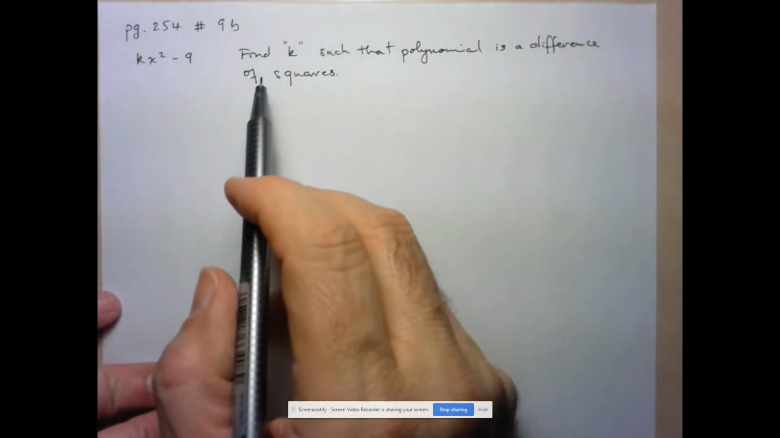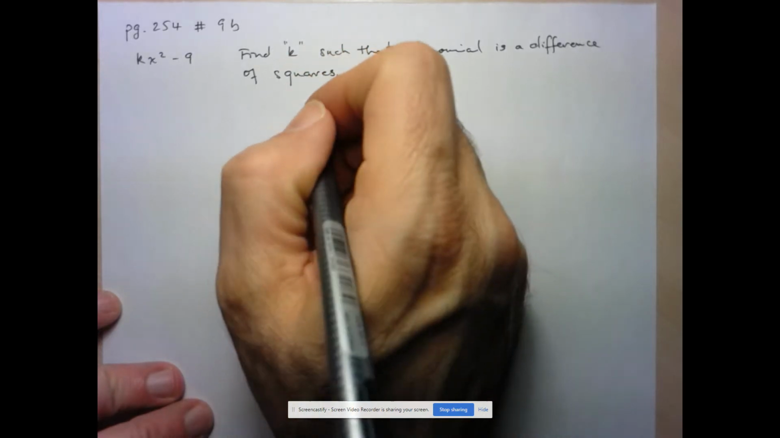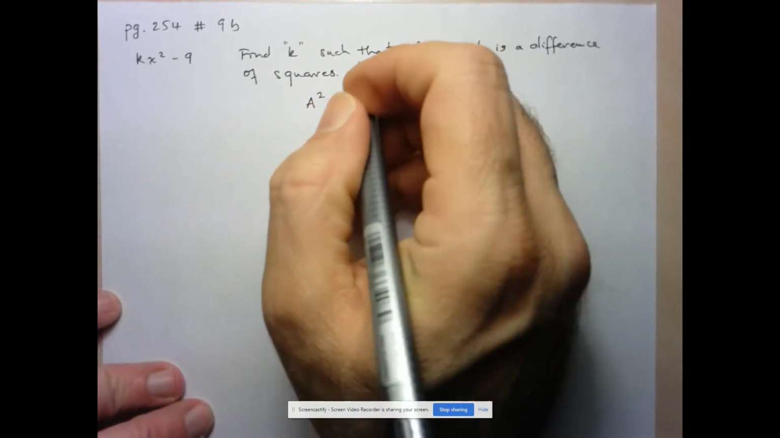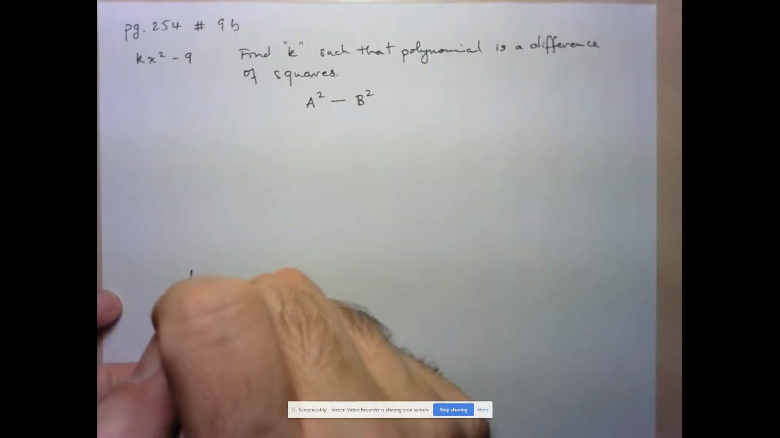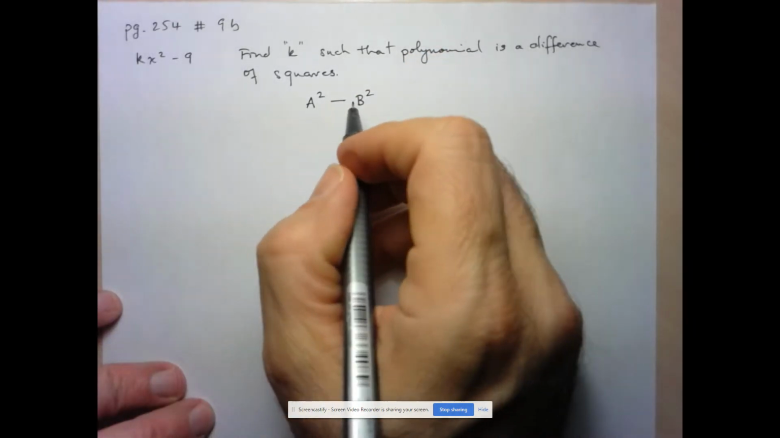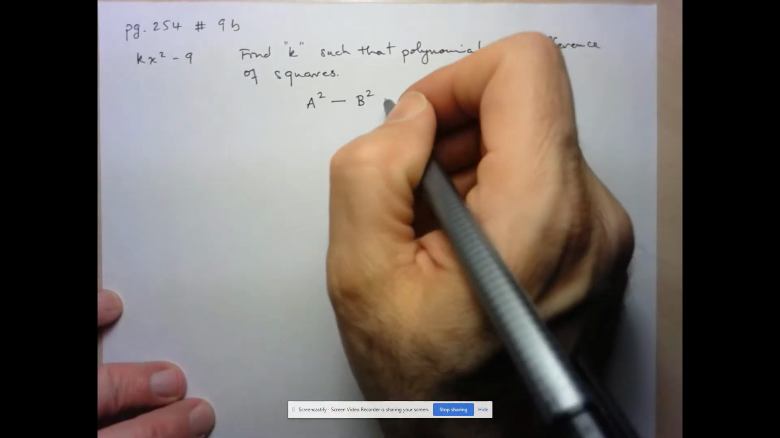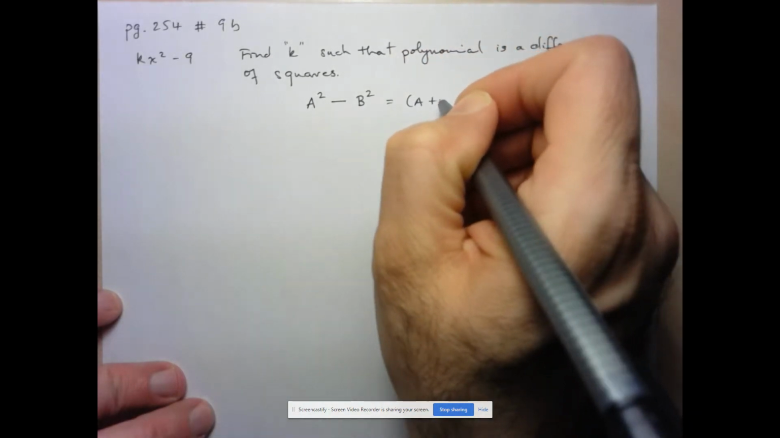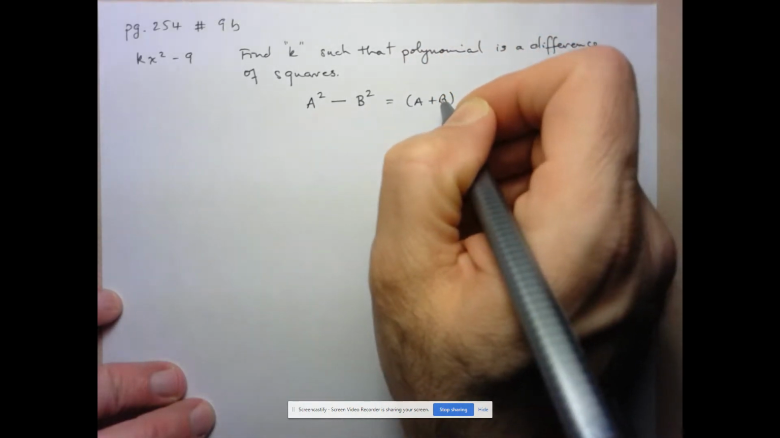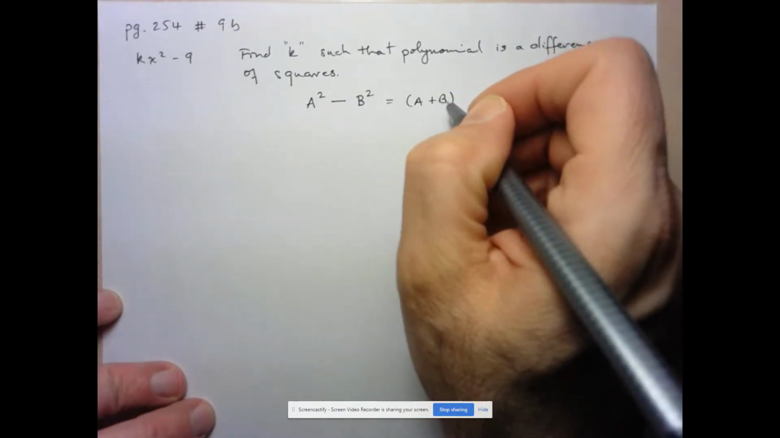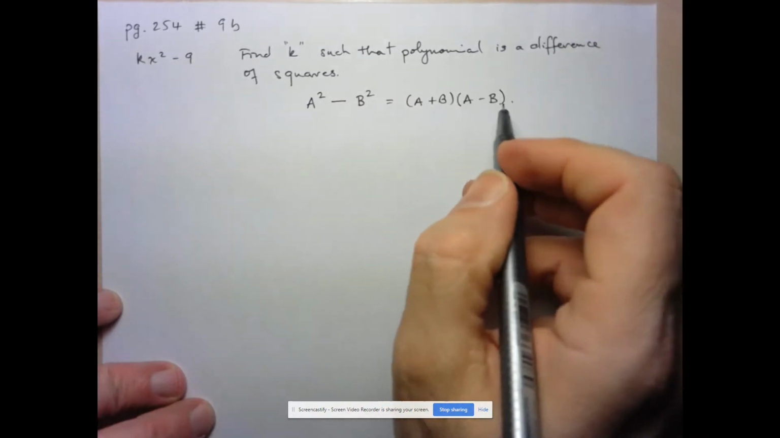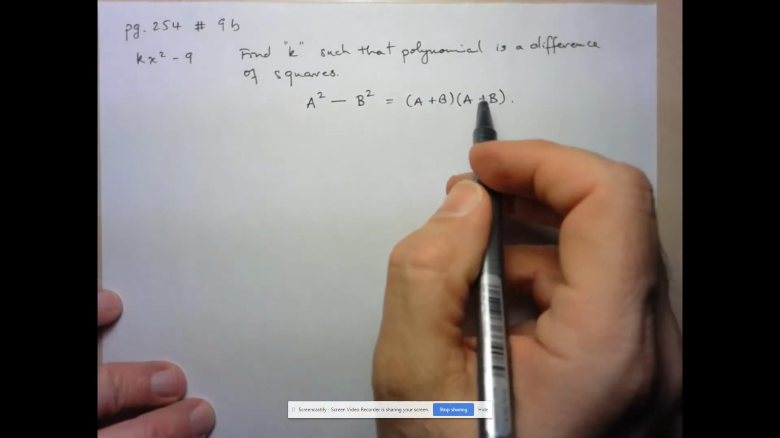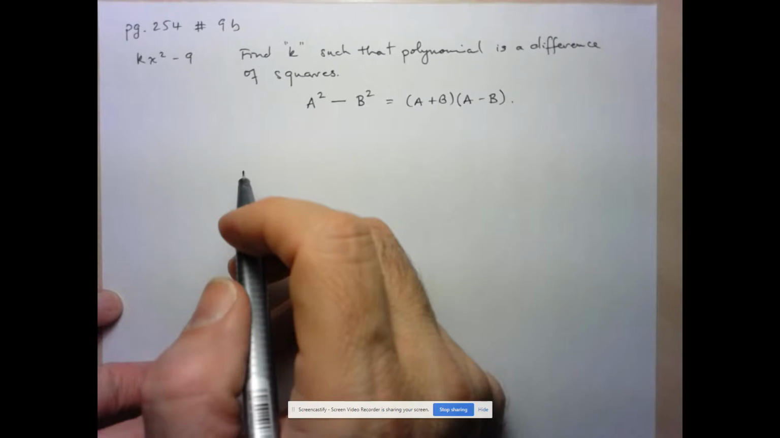So let's just review what it takes to be a difference of squares. It means you have the square of two expressions, and the difference means you're subtracting them. And we saw that this has a very easy factorization. This is equal to a plus b, the first plus the last, times the first minus the last. So a plus b, a minus b. And if you multiply this out, you see you get exactly this difference of squares.